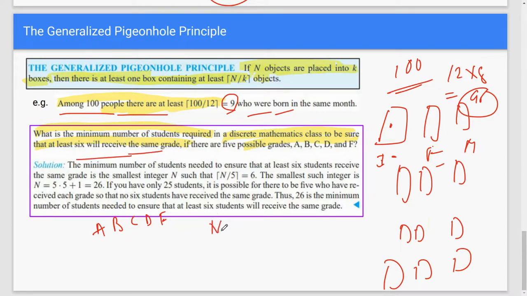So we need to find the n such that this n by k is going to be 6. What is k here? k is equal to 5. There are 5 buckets. So n divided by 5 is going to be 6.